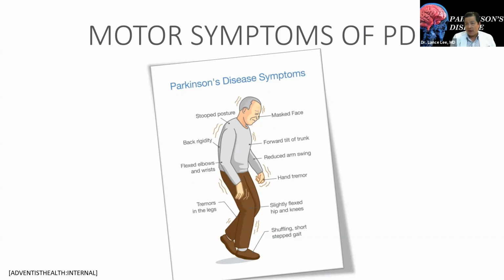There are other features, such as your posture and your facial expression, for example, and your body also gets very rigid. So you feel very stiff as a patient and have difficulty moving your joints. And you have very poor arm swing when you walk. Again, it's very visible. And then you potentially have a shuffling gait as the disease progresses.